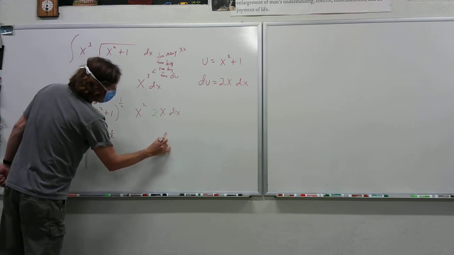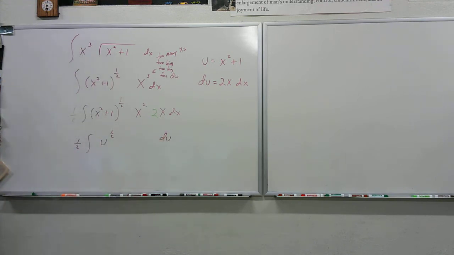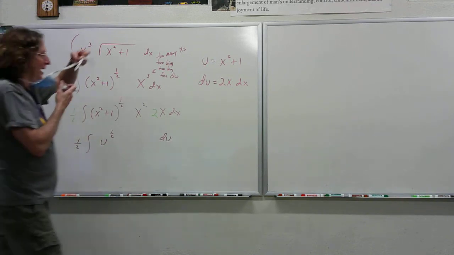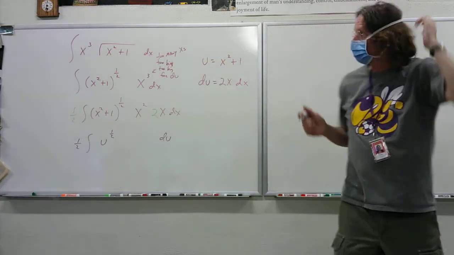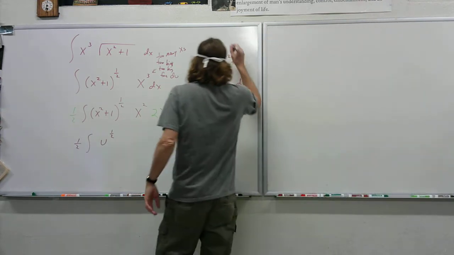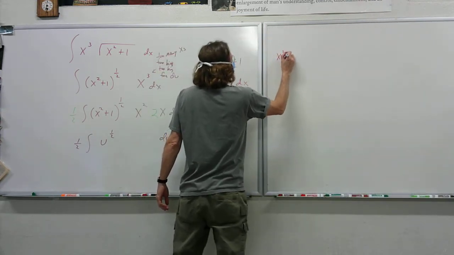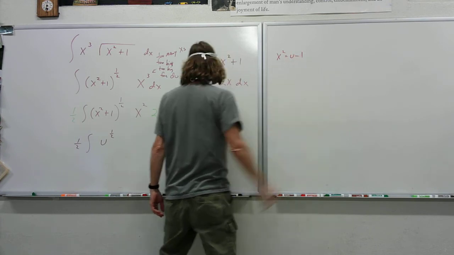That is du. But the problem is, you've got to figure out what to do with the x squared. Anyone want to guess what x squared equals? Tell me what x squared equals. Look over to the right. U minus 1. Yeah! That's the reason you're writing this down, because you're about to need it. X squared equals u minus 1.